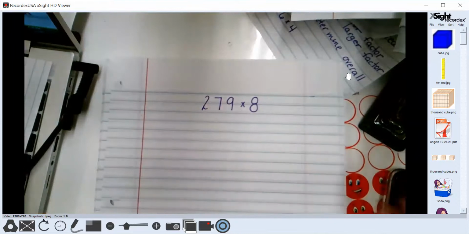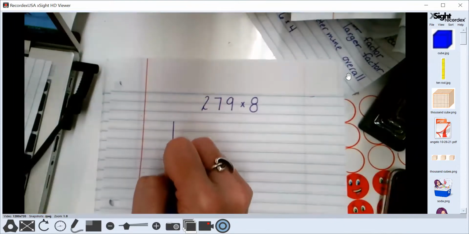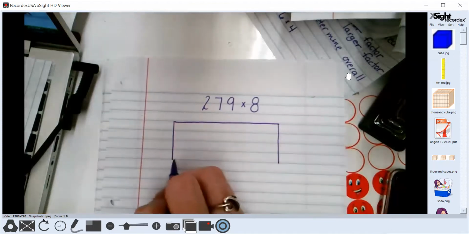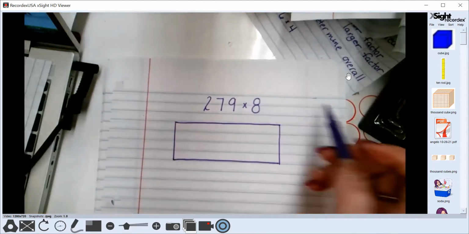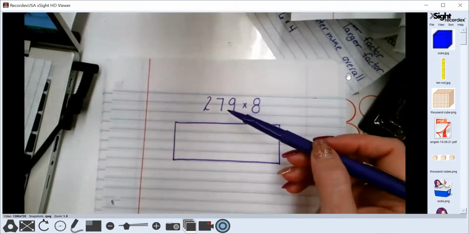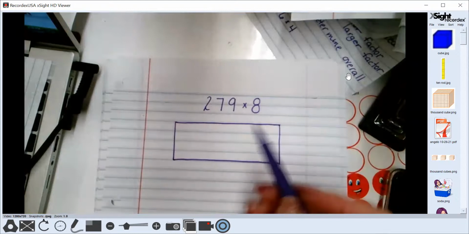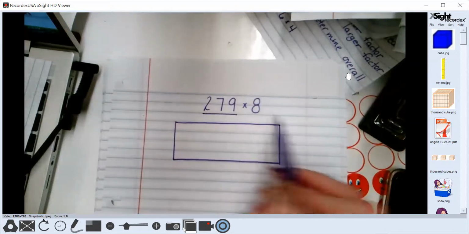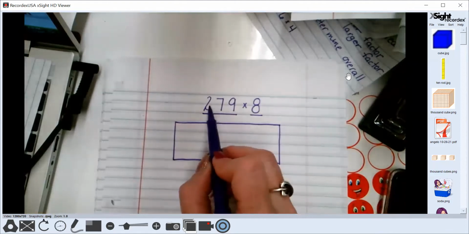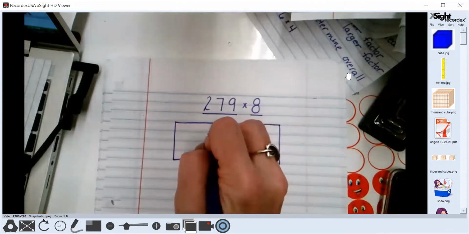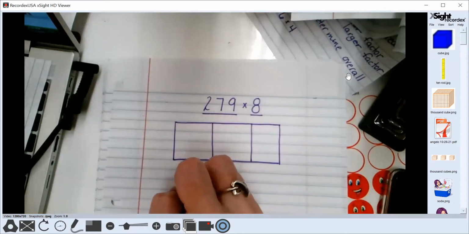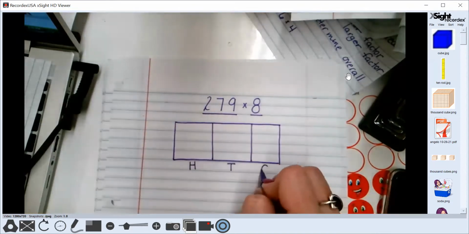So the first thing I do is draw my box. And when I'm looking at my numbers here, I look at my largest factor, and I break that number into place value. So I have a factor of 279, and I have a factor of 8. 279 is my greatest factor. There are 3 place values, so I'm breaking my box into 3 pieces. I know this represents my hundreds, my tens, and my ones.